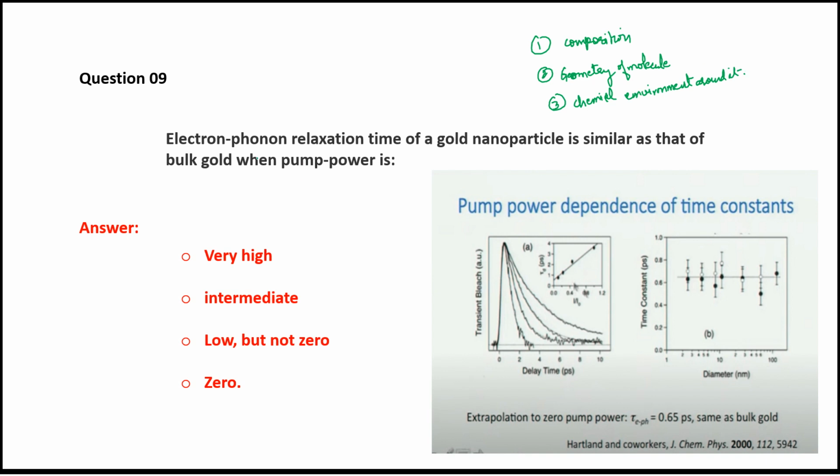So the electron-phonon relaxation time, denoted by tau EPH, because it refers to the electron-phonon relaxation time, for the gold nanoparticle is similar to that of the bulk at a certain pump power. Okay, so what is the pump power? In each of these cases, in the experiment that is conducted, the whole system is excited using a pump beam with a particular power. Then it reaches an excited state.